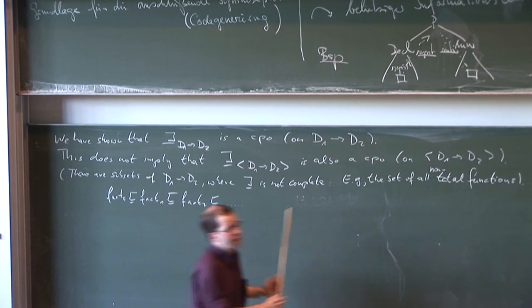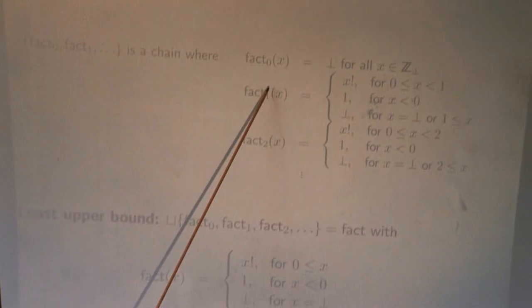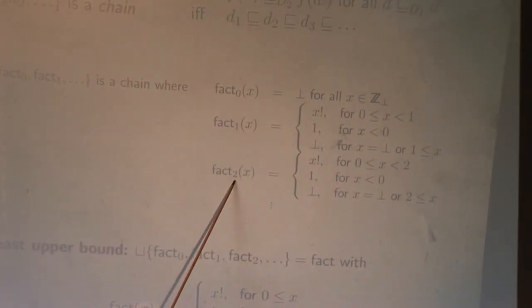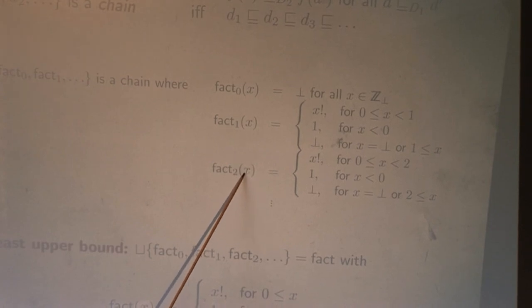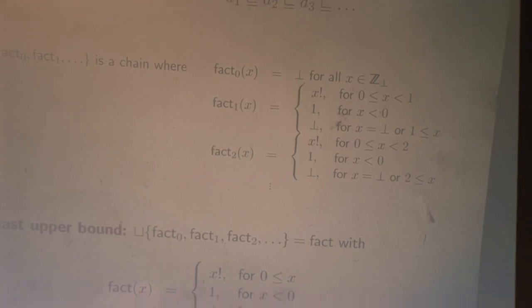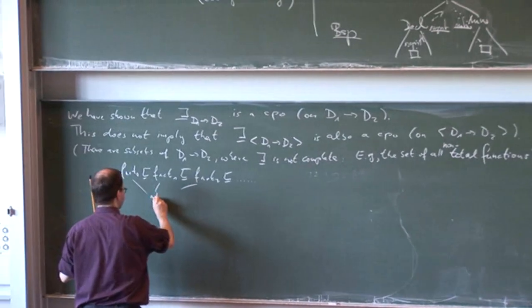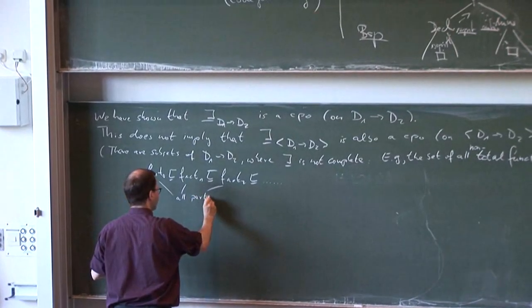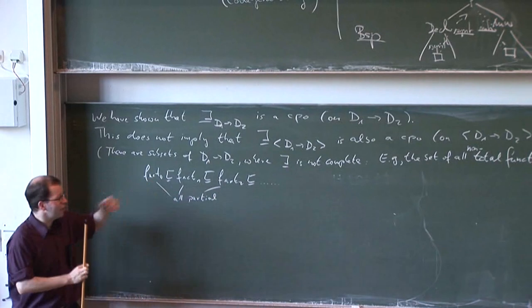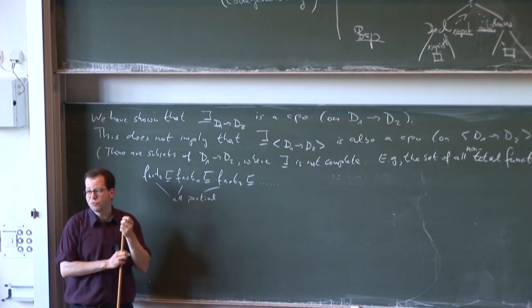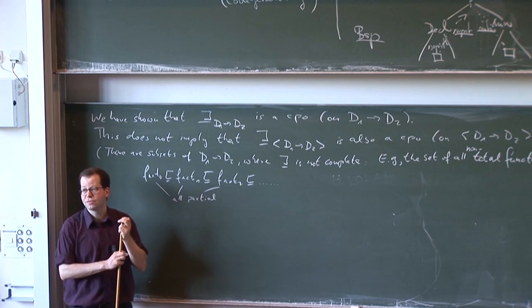There exist arguments, different from bottom, where fact0 is not defined. There is also an argument where fact1 is not defined. There's also an argument where fact2 is not defined. This is not defined for x greater or equal than 2. Fact3 is not defined for x greater or equal than 3. So they are all partial. So this would be a chain of functions also for this subset where we restrict ourselves to non-total functions.